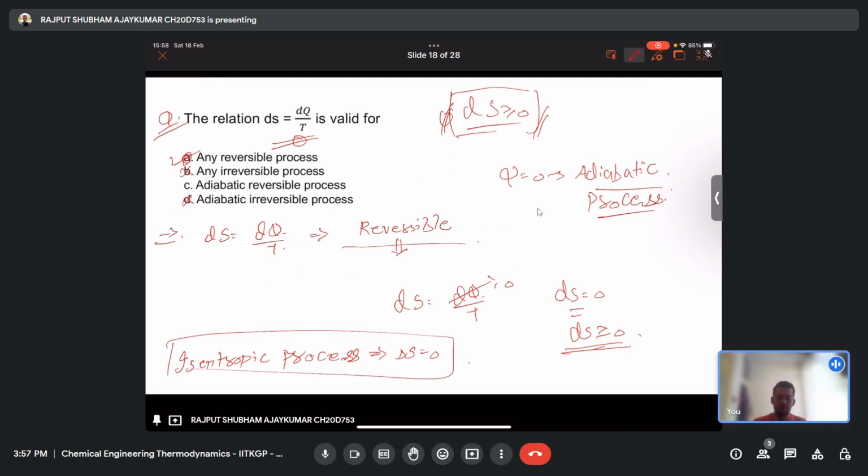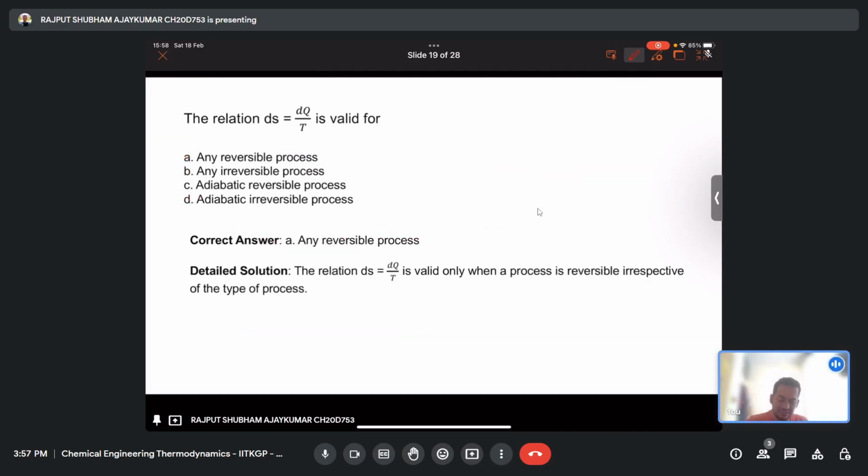Okay, so please remember these points, the simplest points. They will come up in the form of MCQs in GATE exams, as well as in the final examinations and in the assignments. So this is the correct answer, like what I've been explaining: the equation is valid only for a process which is reversible, irrespective of the type of the process. It doesn't matter what the process is, but it's valid only for the process which is reversible.